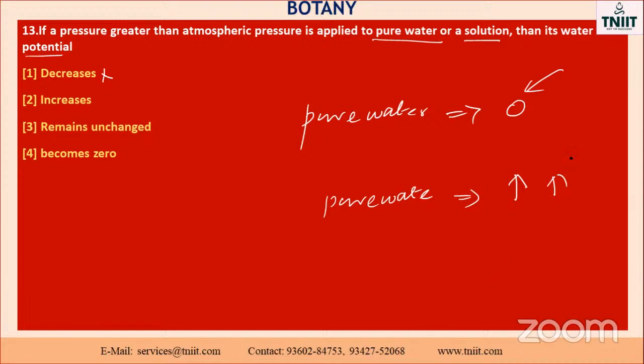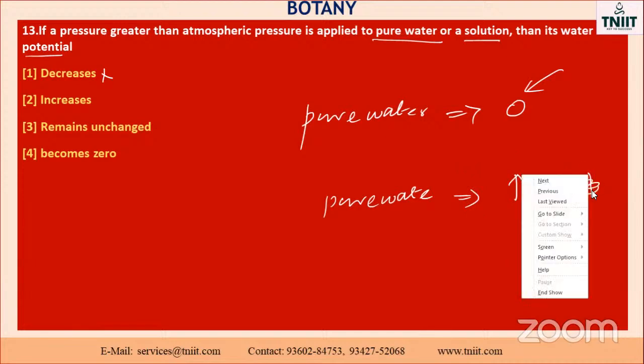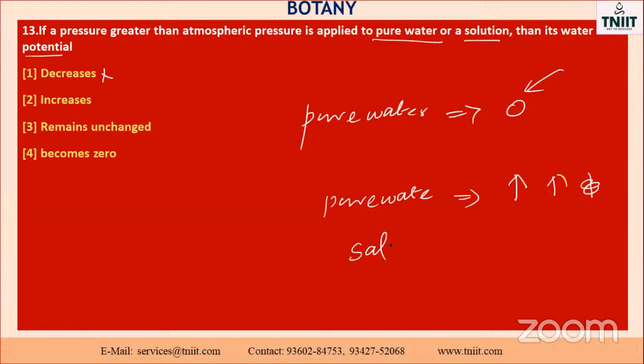But when you apply an outer pressure, what happens automatically? Other things also, but those are not needed. Suppose it is a salt solution. What is salt solution? Salt solution means water plus salt. What happens here? The water potential decreases, because we are adding the salt. Water is not pure, so the kinetic energy also decreases.